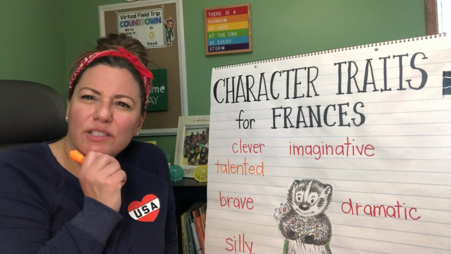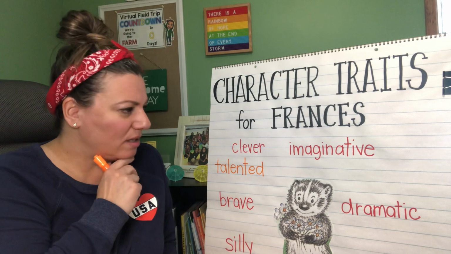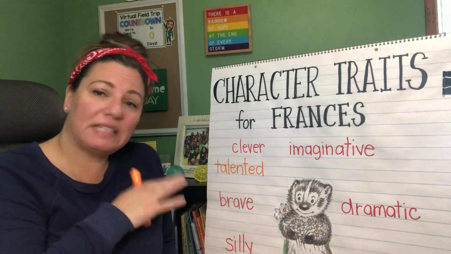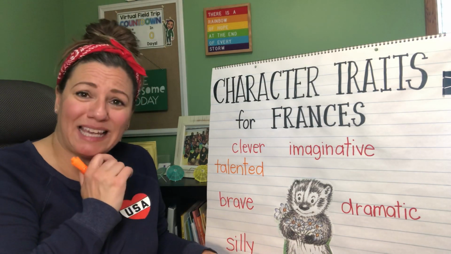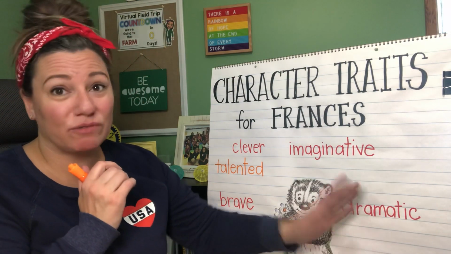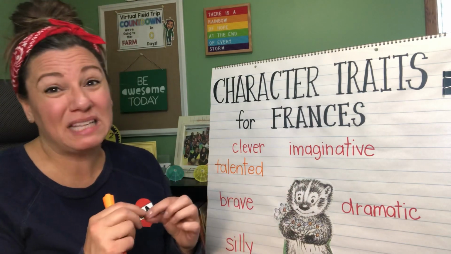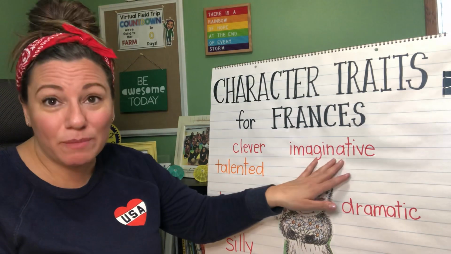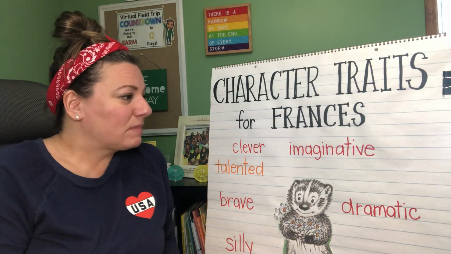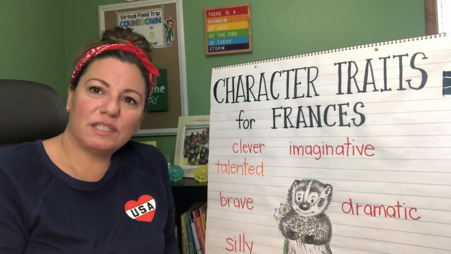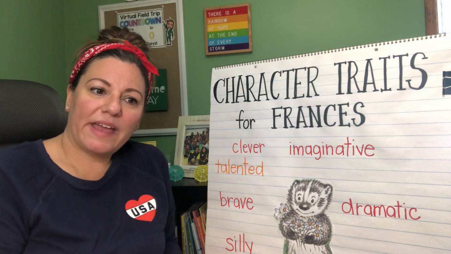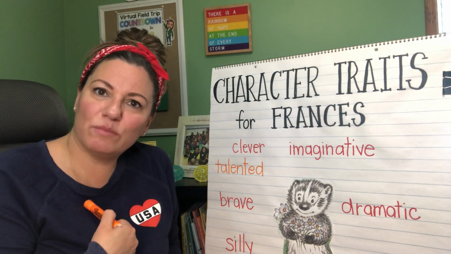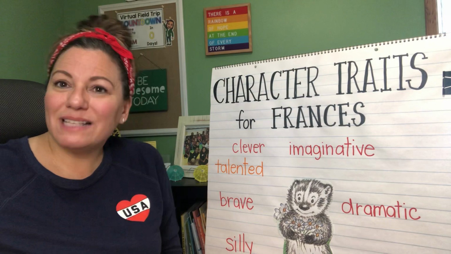Is there anything else you could think of that maybe we should add to this chart to describe Frances? Well, I think a lot of the same ones still apply. She was still silly. She was still kind of dramatic in the story. She ran away. She made a big deal out of something that's not really a big deal. She was still clever. She still had a good imagination. I think talented is the one we should add for this. And if you guys think of any others, can you email me and tell me so I can add them to our chart? I can't wait to hear.